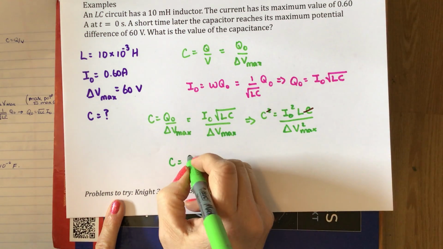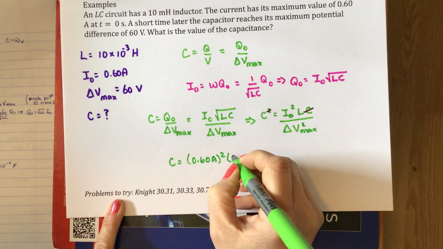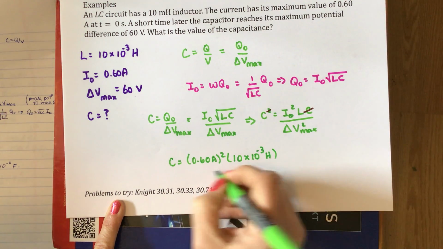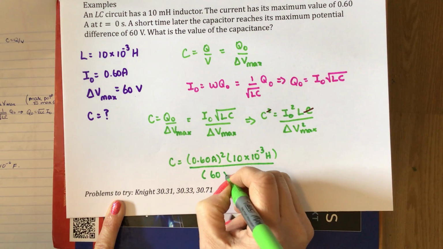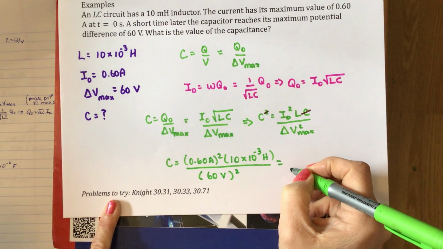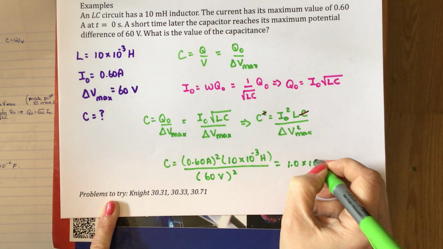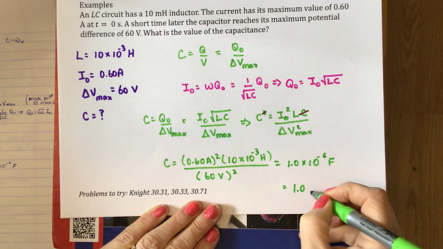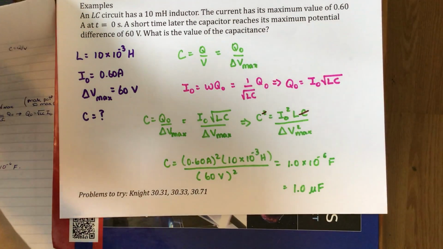So C is equal to I0 squared, 0.60 amps squared, times the inductance, 10 times 10 to the minus 3 henries, divided by our potential squared. That maximum potential was 60 volts. Put all that through the calculator, and we get 1 times 10 to the minus 6 farads. Or if you wanted microfarads, you could say 1 microfarad. So there's the capacitance in that circuit. That's something you could totally measure.